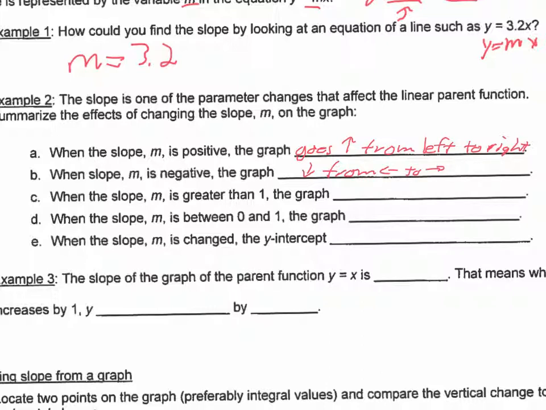Okay, I would prefer if you use the real words. I'm using symbols because it's a little bit easier. Okay, when the slope is negative, the graph goes down from the left to the right.